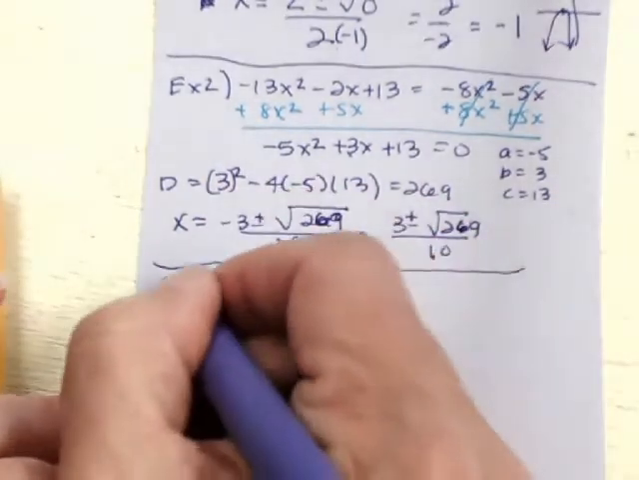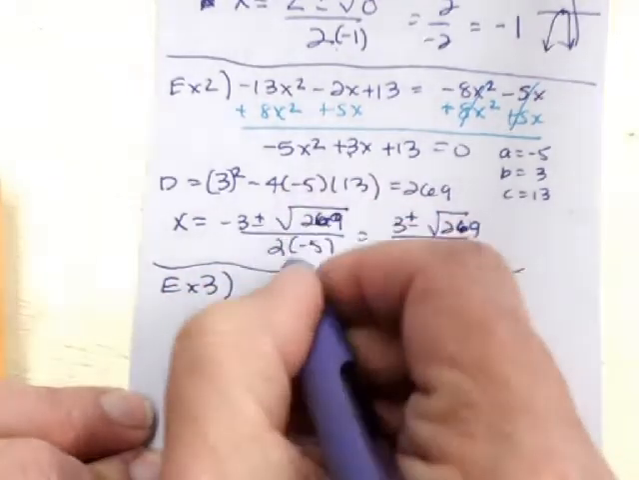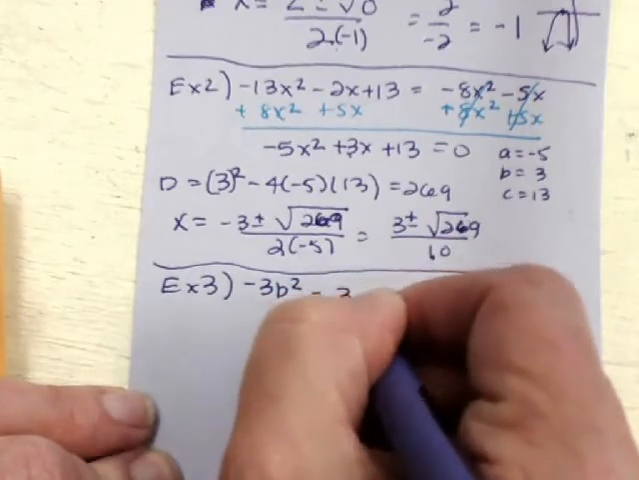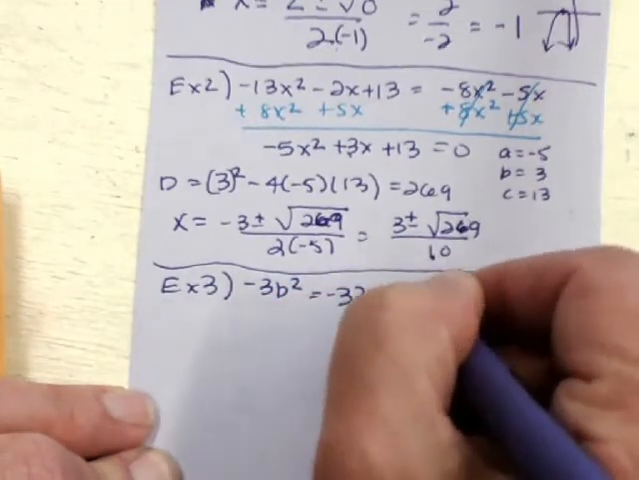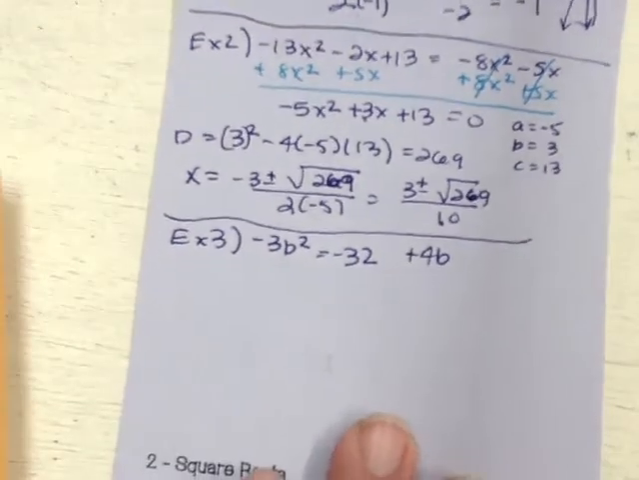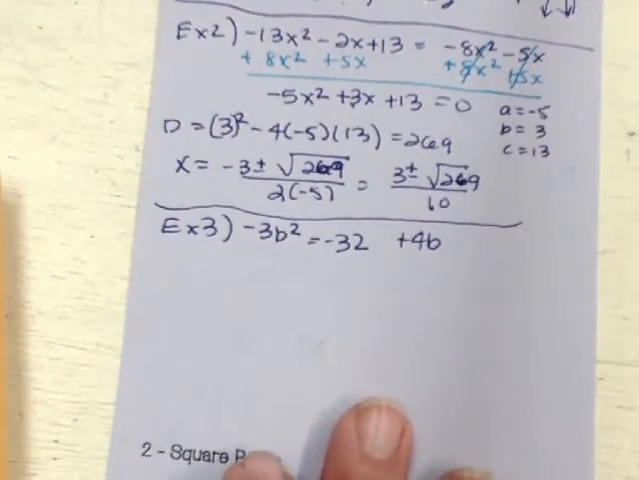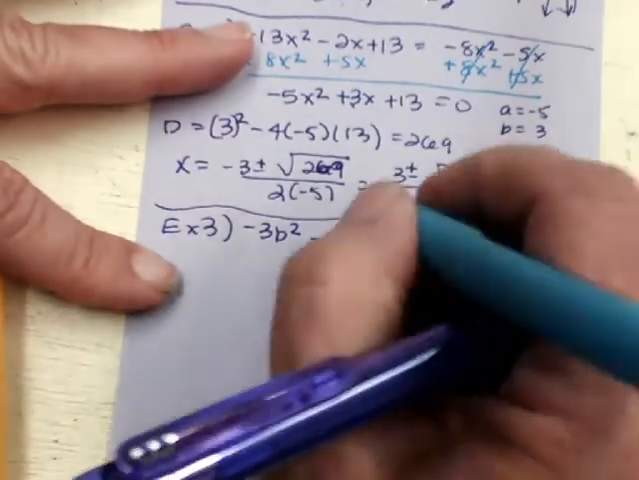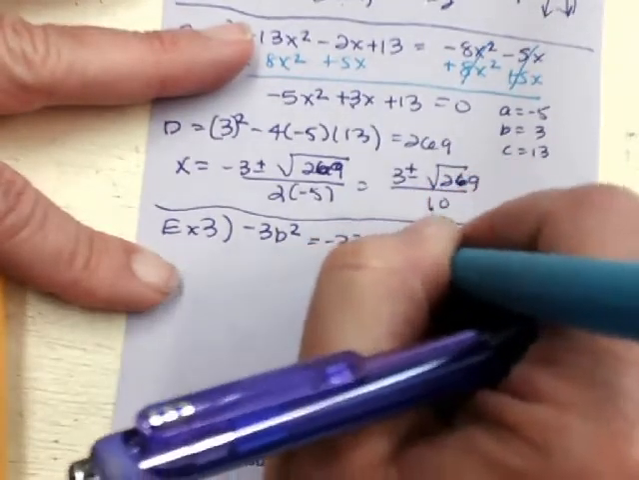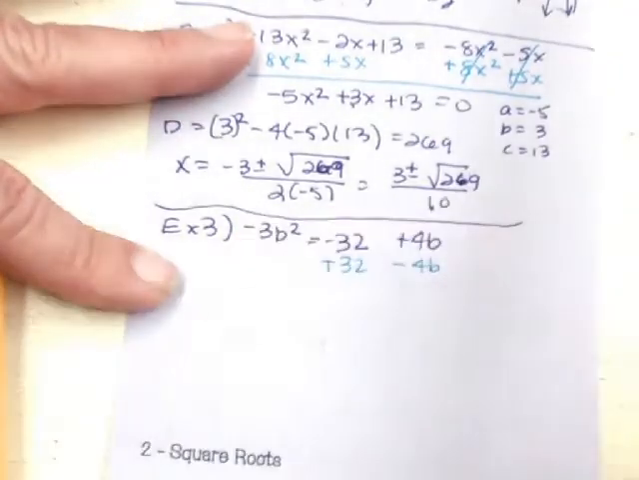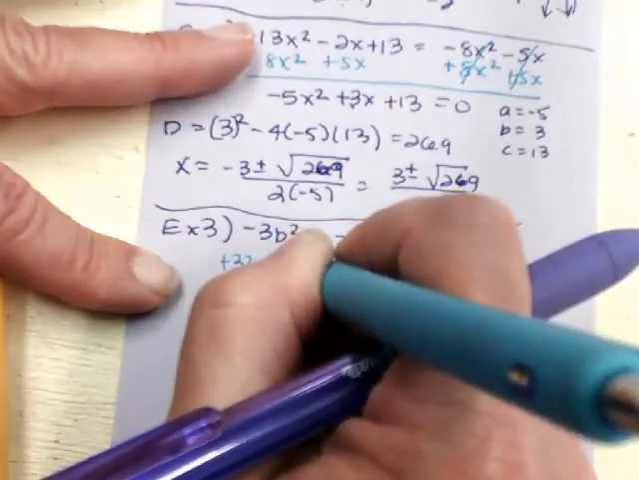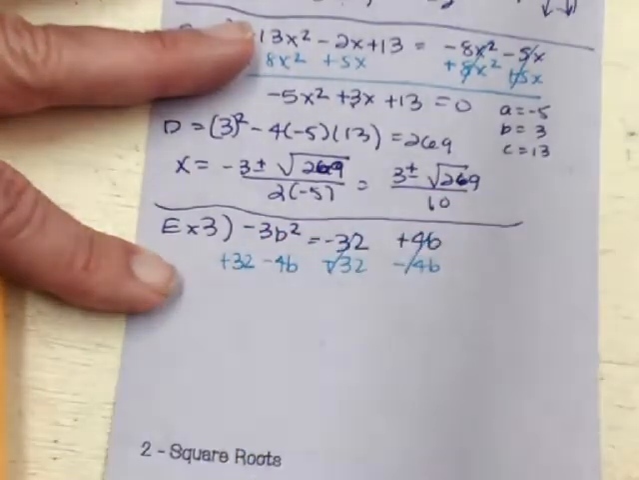Third example, I have negative 3b squared equals negative 32 plus 4b. Now this old creature of habit is going to bring everything to the left side because it's just what I do. So I'm going to use my inverse operations to move these over here. And some of you are thinking, why is she doing all of that when she could just move the 3b squared over there? And you're right. But I just like for everything to be on the left side. It's just who I am, I guess.